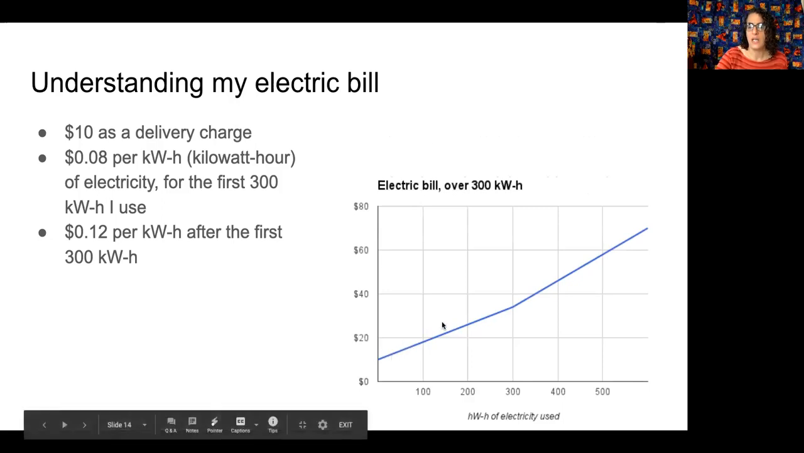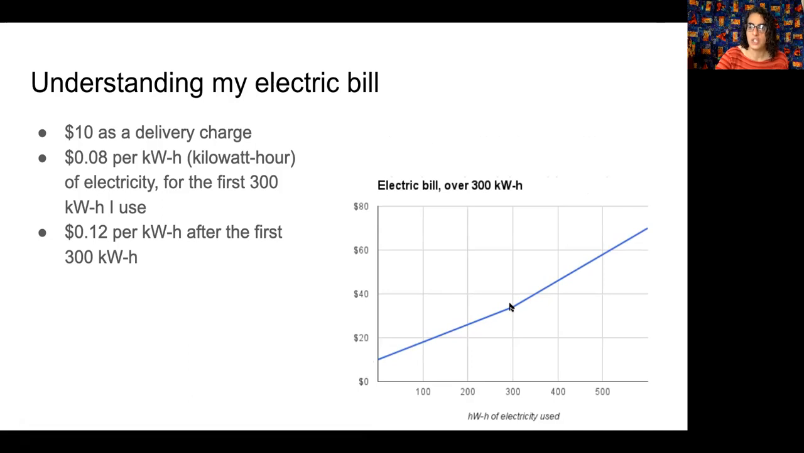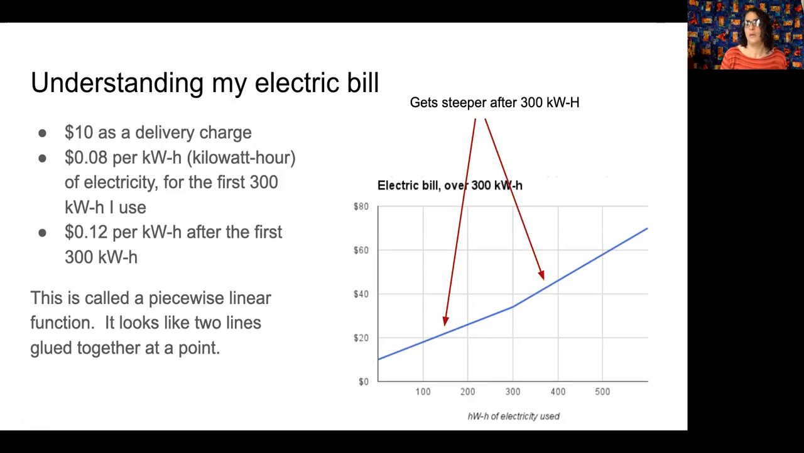It starts at 10, it goes up, and then at 300, it changes, and it starts going up more steeply after those 300 kilowatt hours. It's just a bend. It isn't a sudden jump. It doesn't break, but it bends. And that's why we call these piecewise linear functions. They look like two lines glued together at some point where everything pivots.